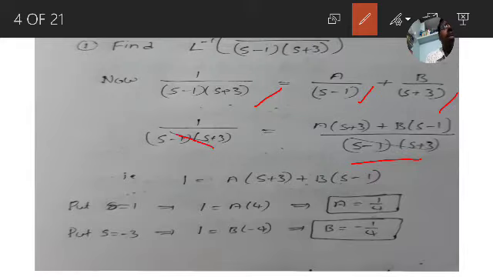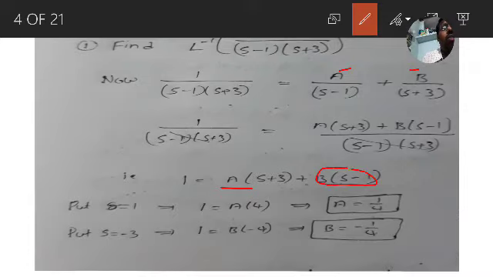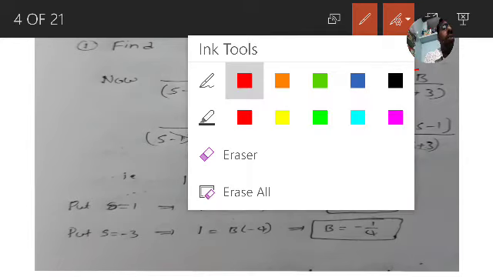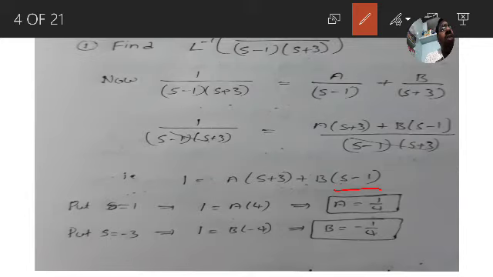Now you can cancel the denominators, then equate the numerators. The numerator on the left is 1. On the right-hand side, A into (s plus 3) plus B into (s minus 1). Here we need to find the constants A and B. To find A, you must make B 0. To make B 0, put s is equal to 1. Putting s is equal to 1, you will get A into 4, so A is equal to 1 by 4.